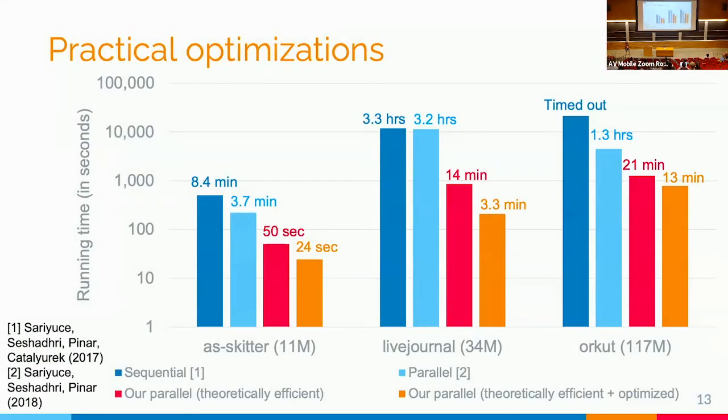I won't talk too much in detail here about the practical optimizations that we introduced, but we do introduce some performance engineering techniques on top of this, and we're able to bring the running times down even further to 13 minutes for this Orkut graph, just over 3 minutes for LiveJournal, and 24 seconds for the Skitter graph.